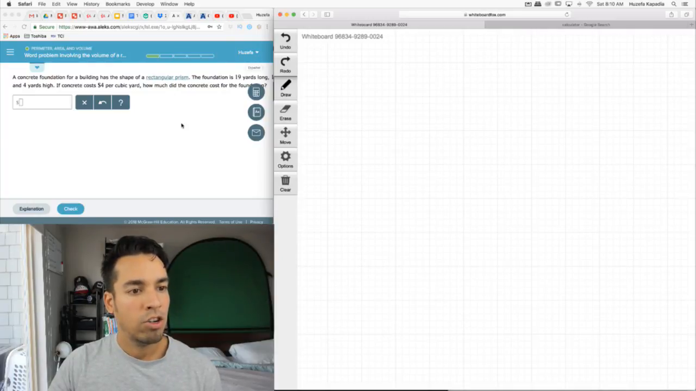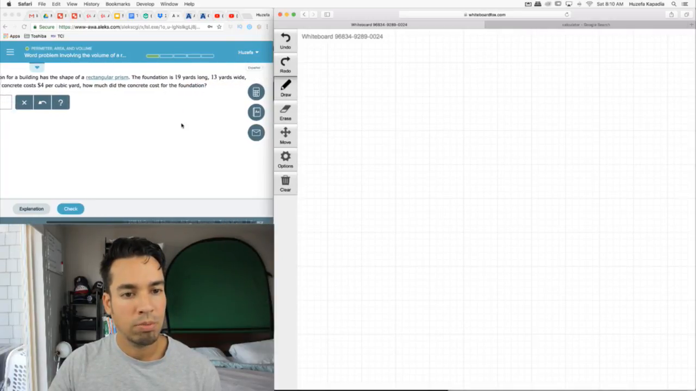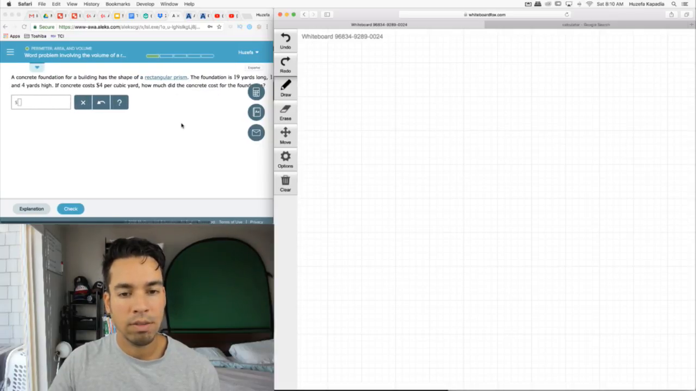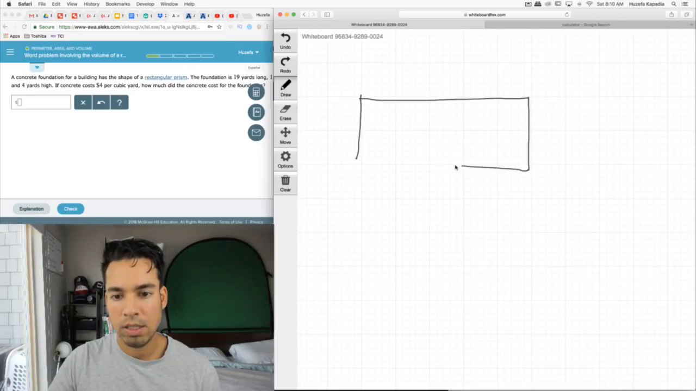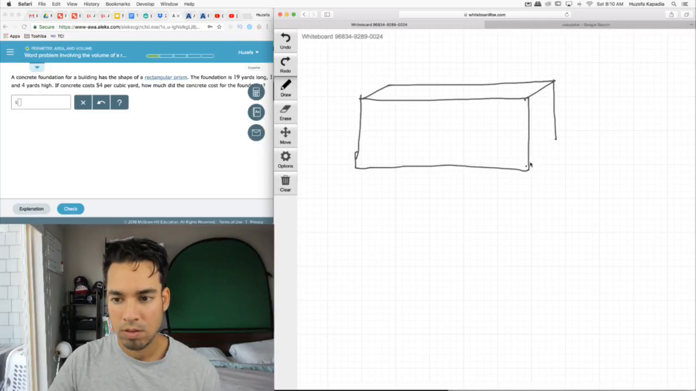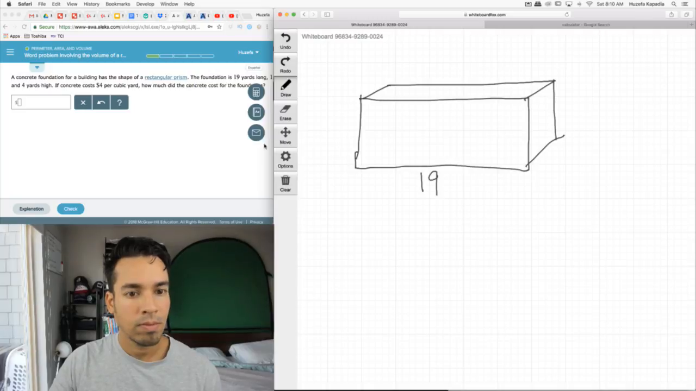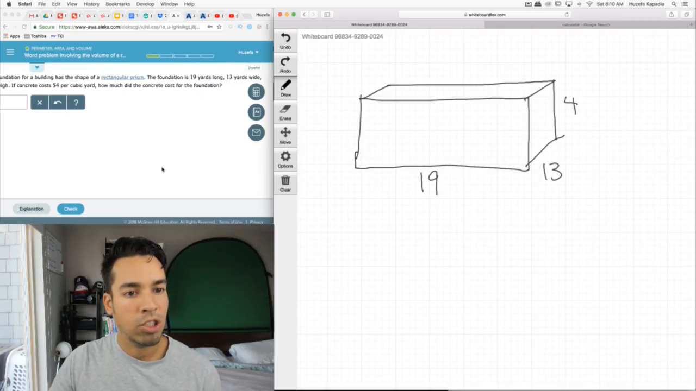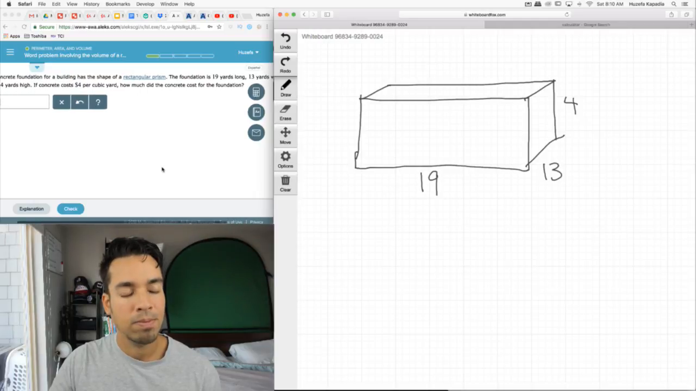Same idea. A concrete foundation for a building has a shape of a rectangular prism. The foundation is 19 yards long, 13 yards wide, and 4 yards high. So now it's going to look kind of like this. 19 yards long, 13 yards wide, and 4 yards high. If it costs $4 per cubic yard, how much did the concrete cost for the foundation?